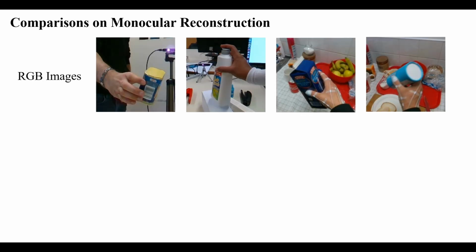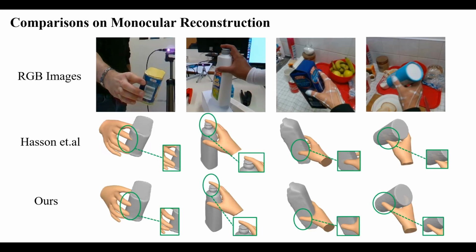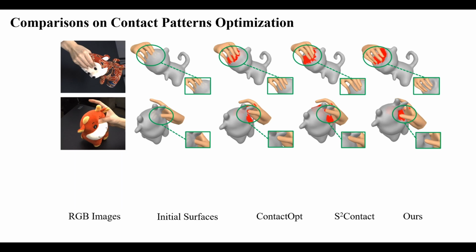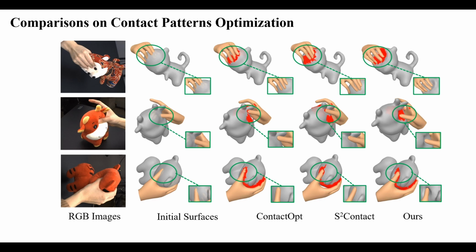In the task of reconstructing the hand object from the monocular image, our method can achieve more plausible reconstructions with fewer penetrations than previous work. The comparisons on contact patterns optimization demonstrate that our method can be applied to both non-rigid and rigid interactions and achieve higher quality grasping. Thanks for watching.